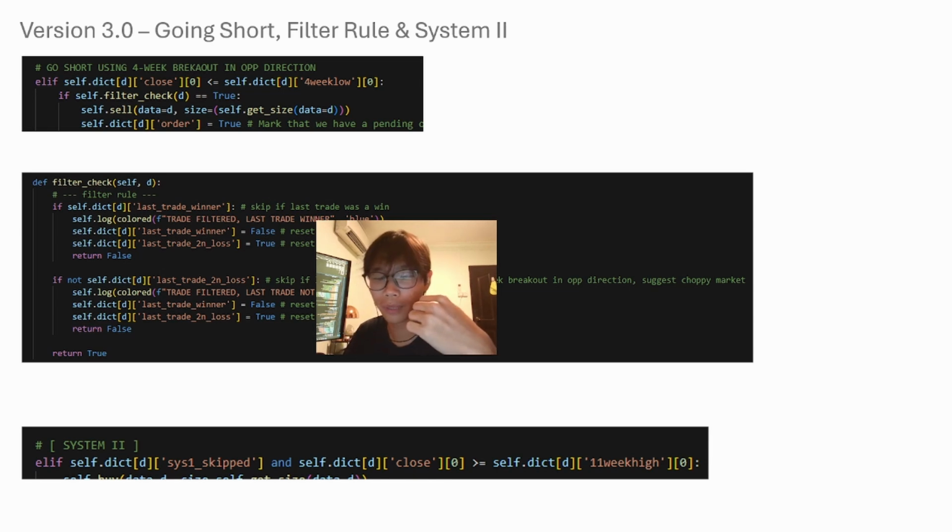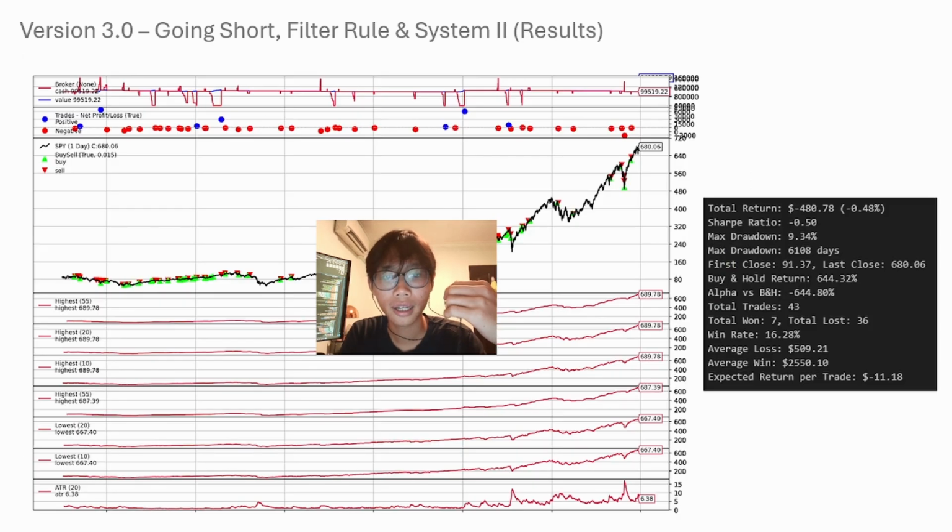System 2 pretty much builds on this filter rule. So sometimes if you skip this trade, let's say the last trade was a winner and you skip this week's trade, and then it starts going into a trend, right? You don't want to miss out on the trend. You use a system 2, which uses an 11-week entry and a 4-week exit to make sure you don't miss out on trends. So yeah, that's pretty much the base of it. And let's see the results here.